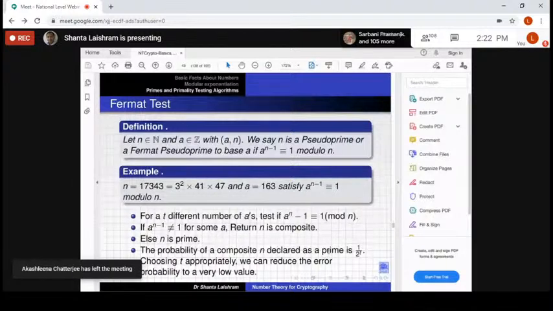What it tells you is that if something is composite, it will instantly say that it's composite. But even if n is composite, sometimes it will say that n is prime, with the probability of error 1 over 2 to the power t. So this is the Fermat test.